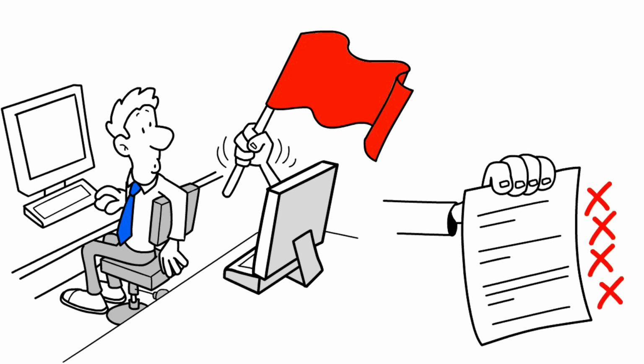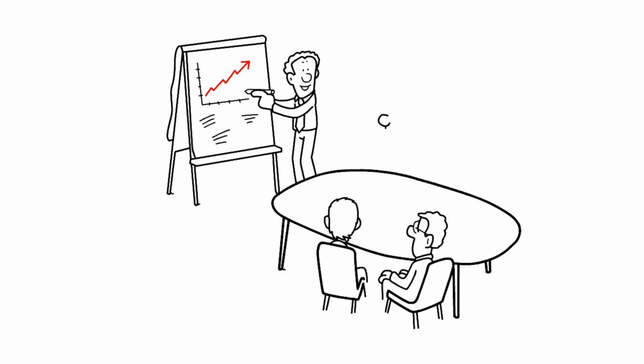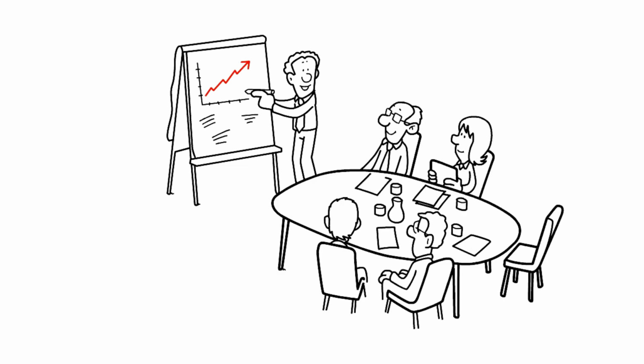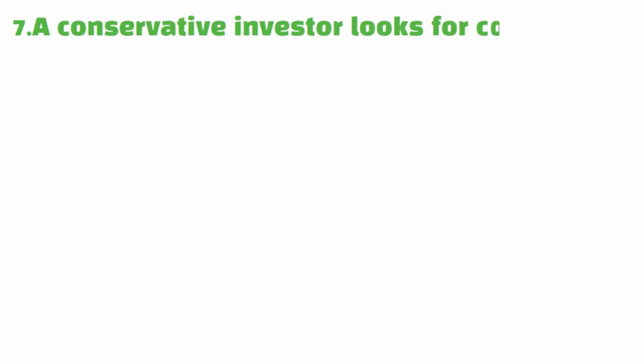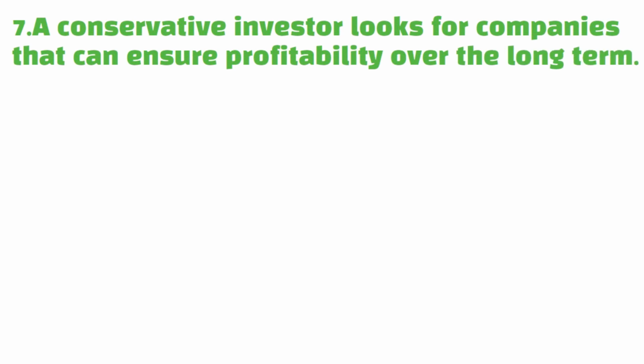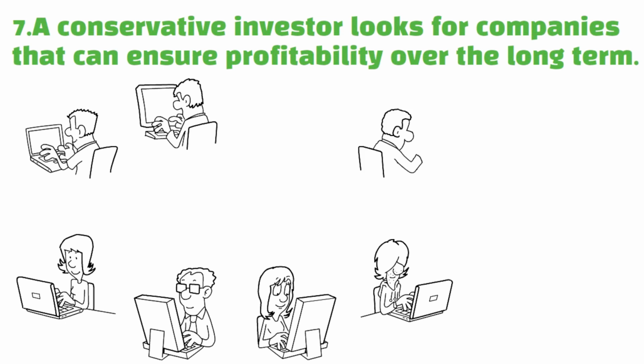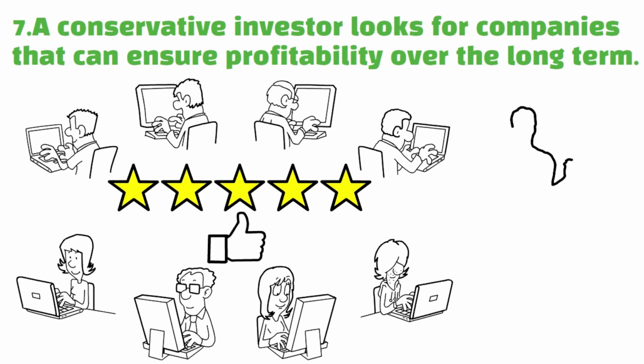The same applies to management's ability to work together as a team. Look for a company that forms well-organized teams and for managers who can effectively delegate responsibility. Number 7. A conservative investor looks for companies that can ensure profitability over the long term. When evaluating a company, a conservative investor should look into the future. Not only must the company be strong today, but it also must have the means to protect its position over time.